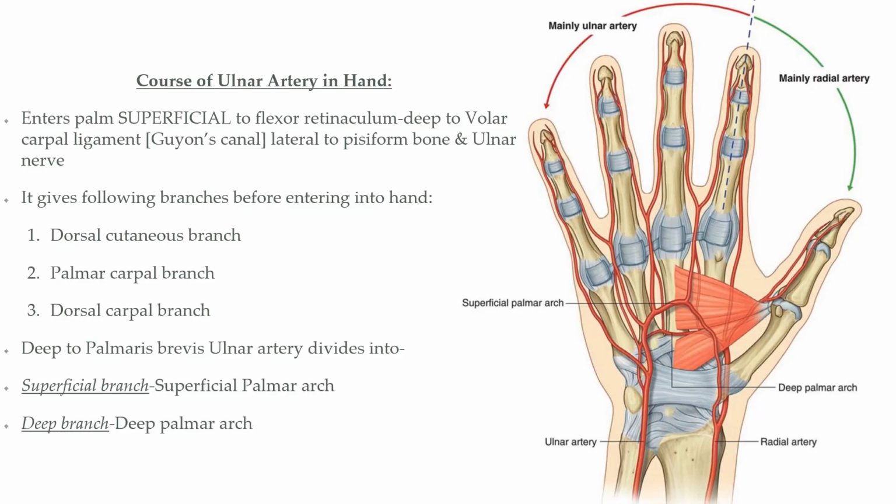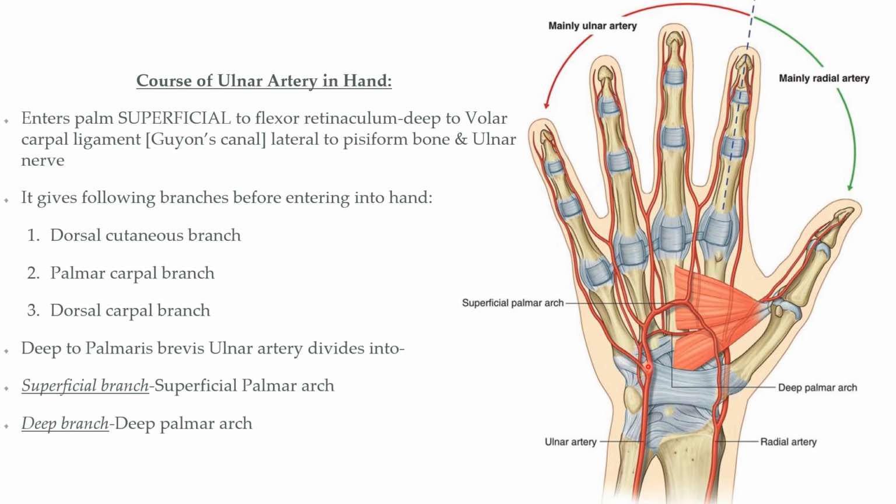Before entering into the hand, the ulnar artery gives dorsal cutaneous branch, palmar and dorsal carpal branches, which participate in the formation of carpal arches. Then it enters into the hand, and deep to palmaris brevis muscle, the ulnar artery gives the two terminal branches. One is superficial ulnar branch, whereas other one is deep ulnar branch.